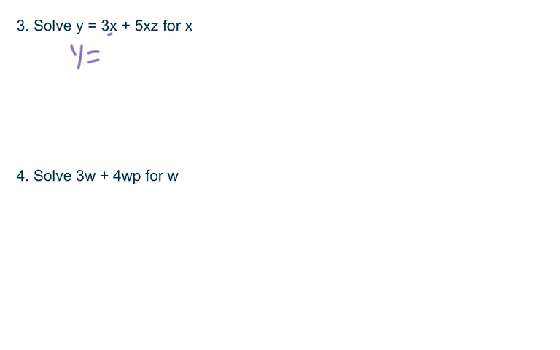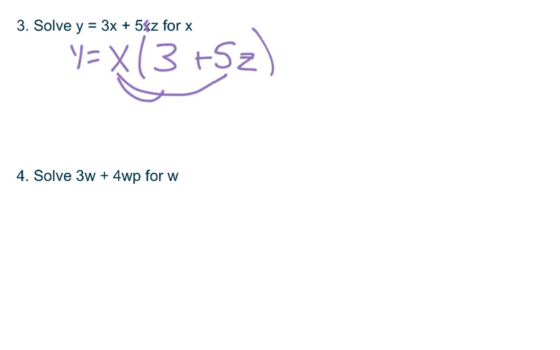Okay, so what I'm going to do is basically undistribute. So that's going to be an x. And if I take an x out of both of those terms, what's left? Well, think about undoing the distributive property. X times what would be 3x? Well, that would be 3. And then x times what would be 5xz? Well, if I take the x out of there, I'm left with 5z and then a plus in between.